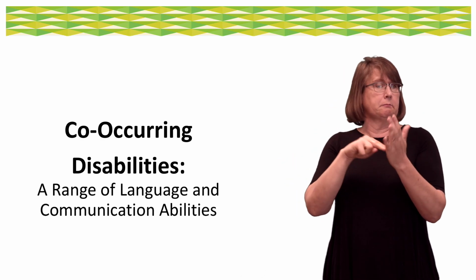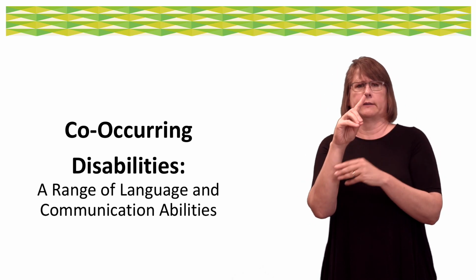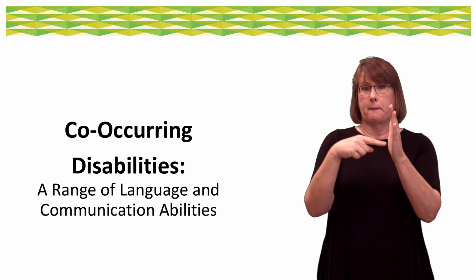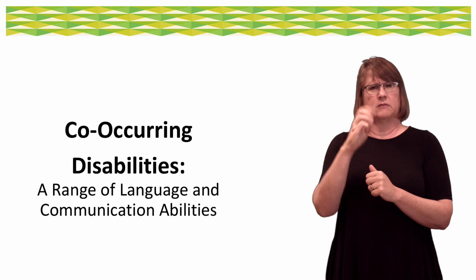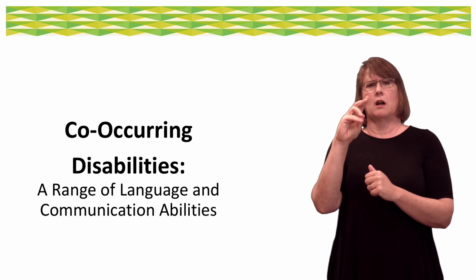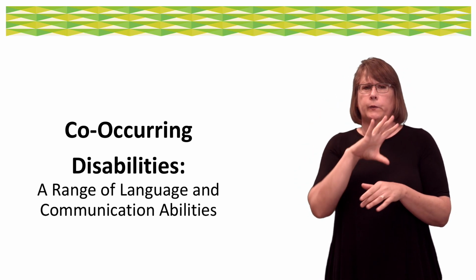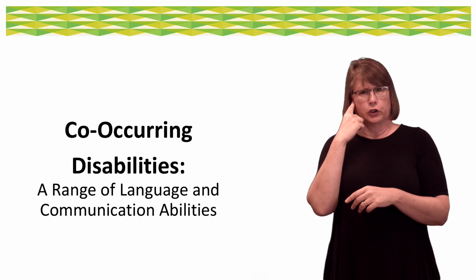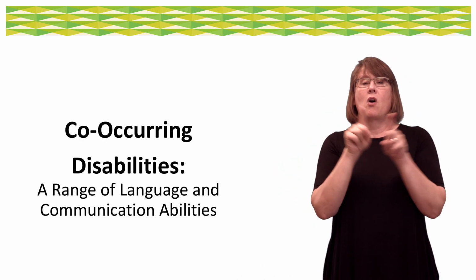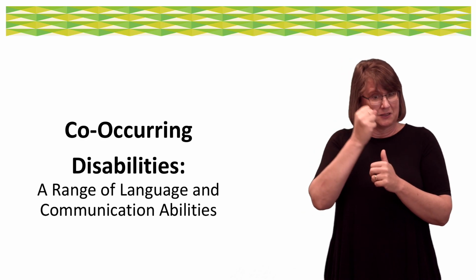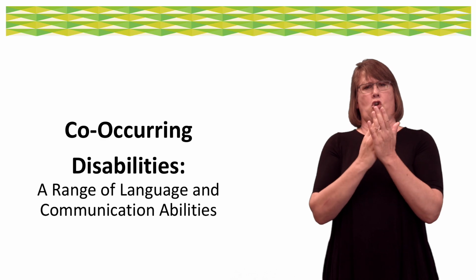Co-occurring disabilities means that a student has two or more disabilities at the same time. For example, many children with Down syndrome have conductive hearing loss, which may be caused by frequent ear infections, including glue ear, because middle ear fluid does not drain well. They may also have difficulty with speech because of the physical structures in the mouth.